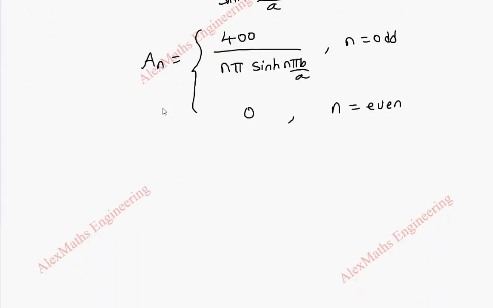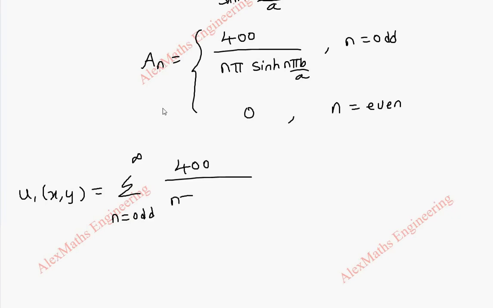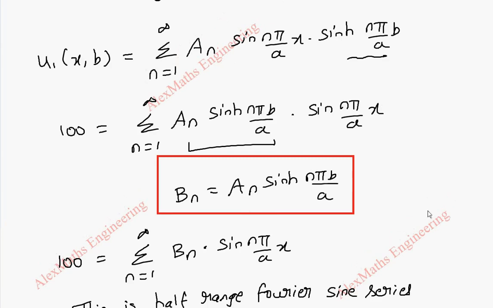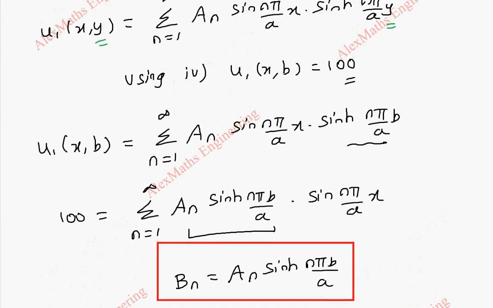This we have to substitute in our solution u1 of x comma y, which is summation n is from odd till infinity. In the formula we wrote 1 to infinity, but now we have odd till infinity. An we have to copy, 400 by n pi sinh(n pi b by a). Let's check the solution. The solution is here.